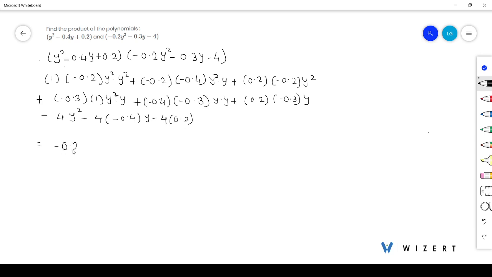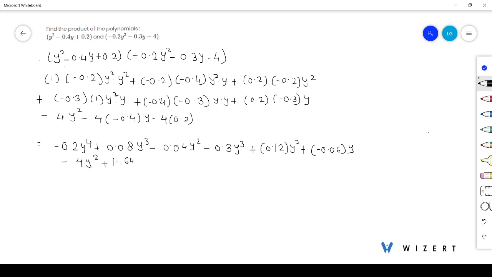So there will be minus 0.2 y to the power 4 plus 0.08 y cube minus 0.04 y square minus 0.3 y cube plus 0.12 y square plus minus 0.06 y minus 4 y square plus 1.6 y minus 0.8.